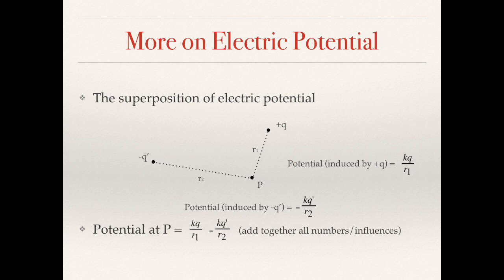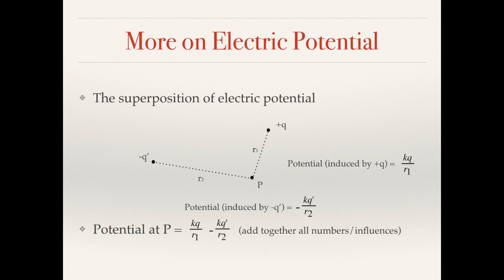So in this case, we have again a positive q and minus q prime, which are r1 and r2 from the point P. We are trying to calculate the electric potential at point P. As we know, the electric potential is equal to kq over r. So the electric potential caused by the positive q at point P is equal to kq over r1. And the electric potential induced by minus q prime is equal to minus kq prime over r2.